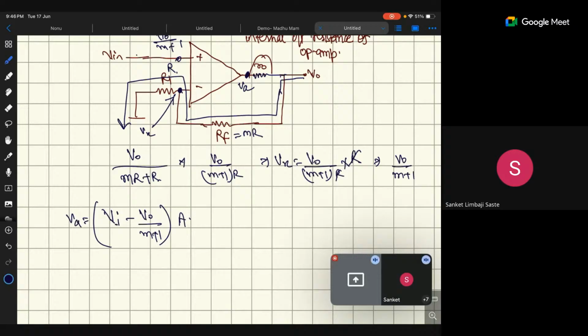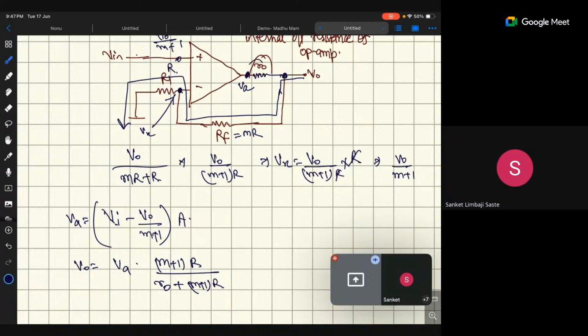Now what is the V naught? This VA will be passed across this particular path. So the voltage drop at this point is what? V naught is equal to VA minus V out. VA times M plus 1 R upon R naught plus M plus 1 times R. Apply the voltage divider.